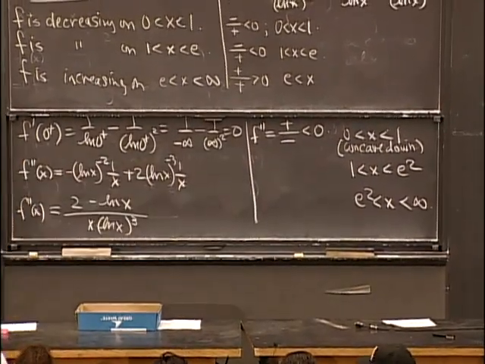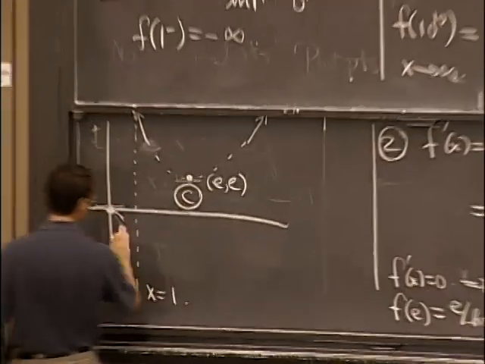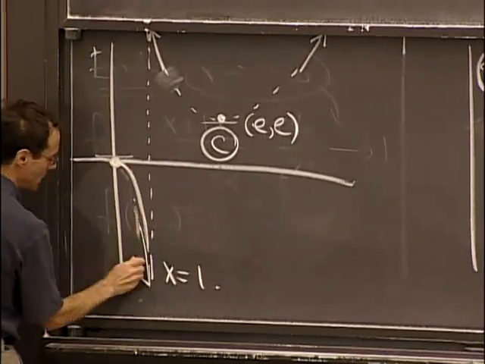And that's a good thing because over here this was concave down. So there are no wiggles. It goes straight down like this.